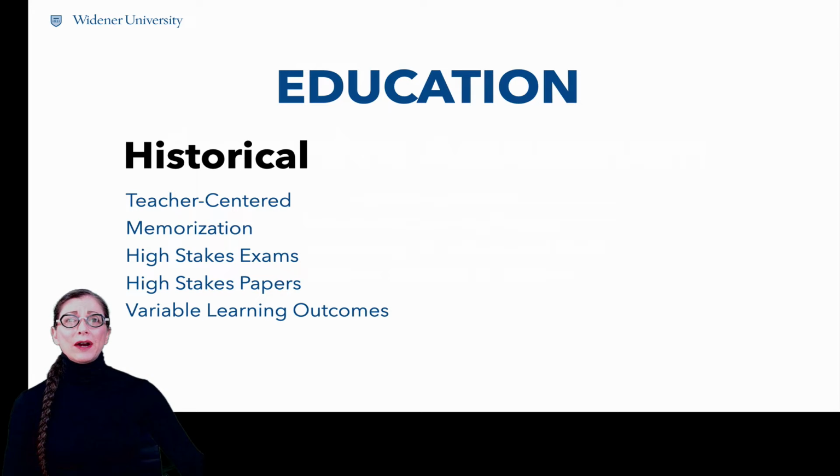Historically, students were required to memorize large amounts of information and to then explain and demonstrate what they had memorized or learned by memorizing the data in high-stakes exams or by writing high-stakes papers. Again, this is the old way of teaching, the old way of educating. This way produced variable learning outcomes.